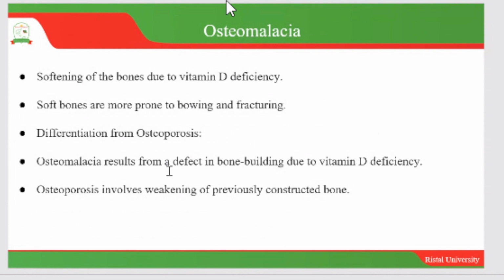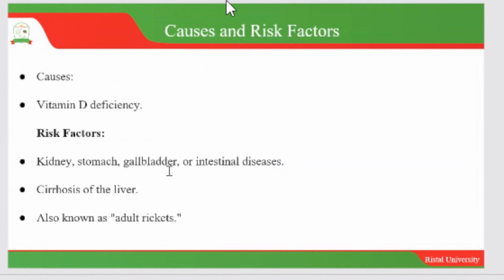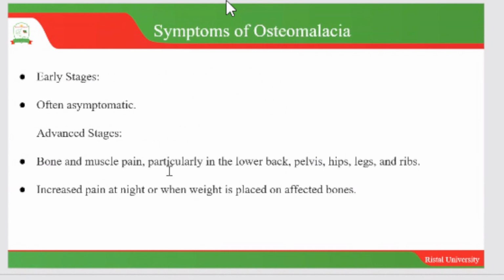that this is due to bone reabsorption as the age goes by, due to reduction in bone mineral density or BMD. Osteoporosis involves weakening of the previously constructed bone, and the causes are vitamin D deficiency. The risk factors could be kidney disease, stomach, gallbladder, and intestinal diseases, cirrhosis of the liver, and it is also known as adult rickets.